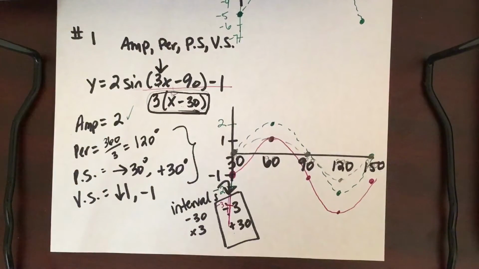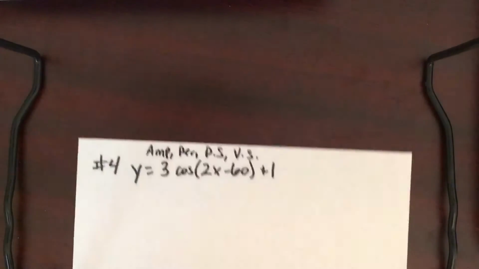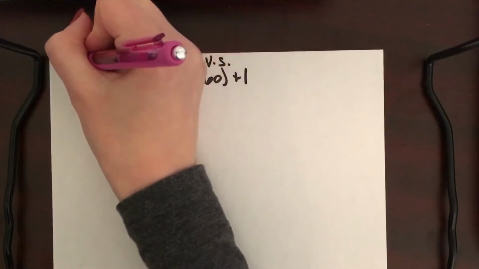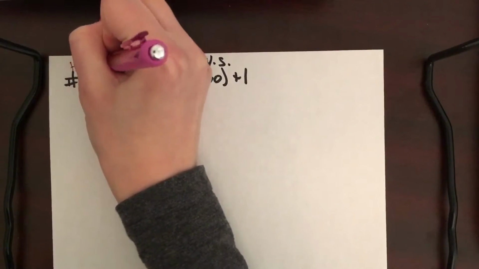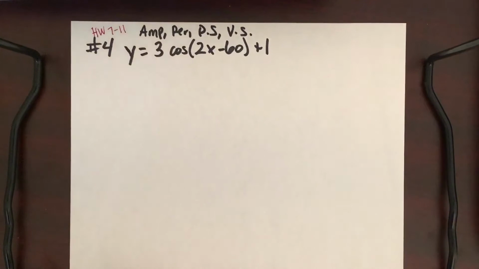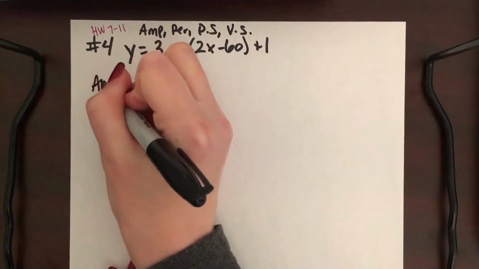Okay? We're going to look at one where we're doing all 4 changes happening. This is also a question on the homework. This is from homework 7-11. And this is number 4. So we got all 4 things happening here. So again, I think it's best if we identify all the little pieces first and then deal with the graph afterwards once we know what's going on.